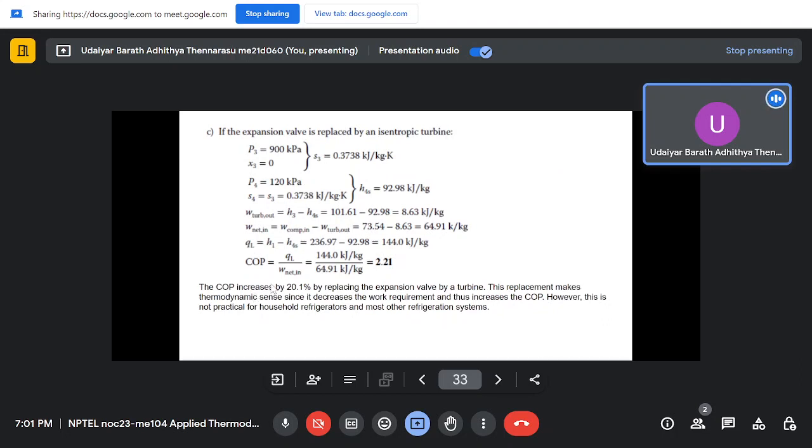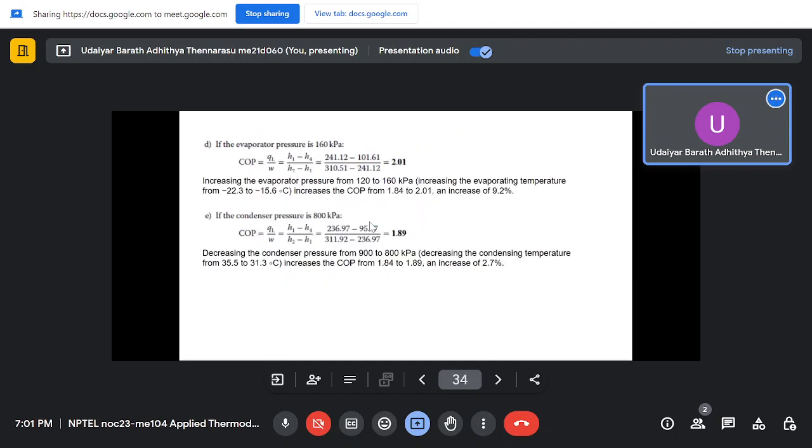So the COP increased by 20.1% by replacing the expansion valve with a turbine. This replacement makes thermodynamic sense since it decreases the work requirement and thus increases COP. However, this is not practical for household refrigerators and most other refrigerant systems. So theoretically, this is a better option, but practically, this is not possible.